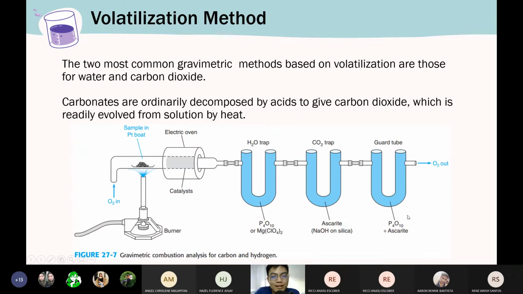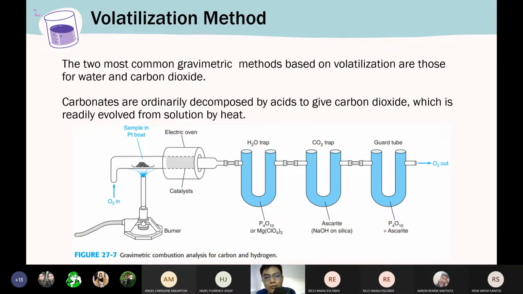Okay, so yun lang. So those are some of the examples. So basically, yun yung precipitation gravimetry, although we answered some volatilization gravimetry methods na. So now, let's focus more on the volatilization method.